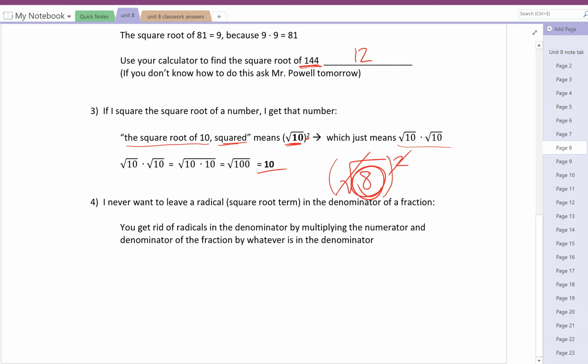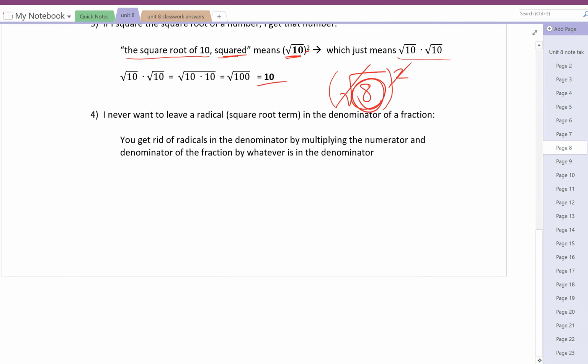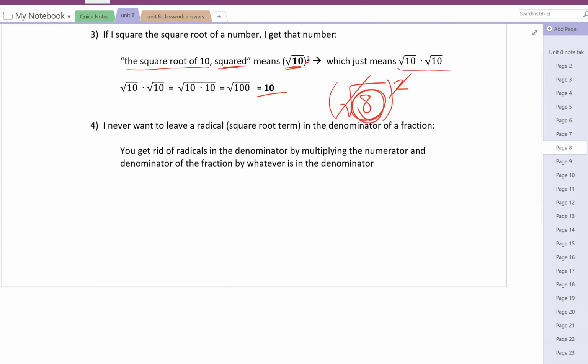I never want to leave a square root term in the denominator, or the bottom of a fraction, right? So if I start with something like, let's say I have 3 over the square root of 2, I never want to leave an answer in that form. Okay, here's how you get rid of the radical in the denominator.